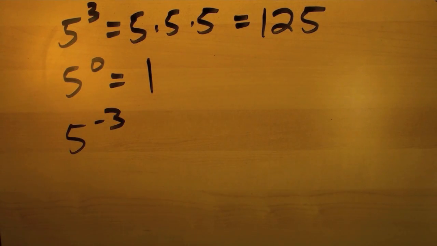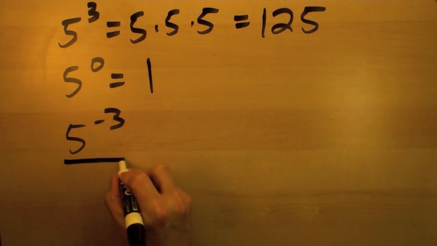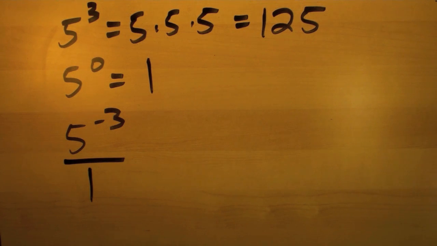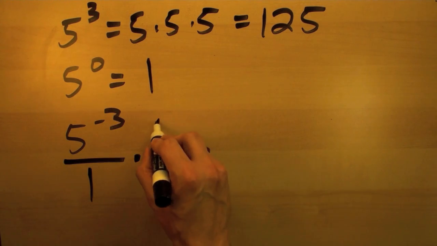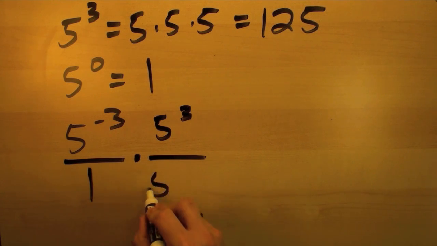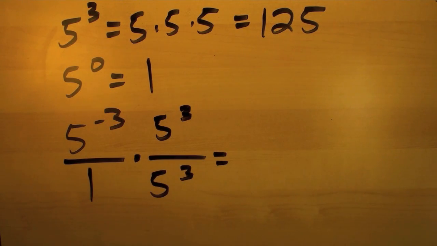What would it mean to multiply a number negative 3 times? We're not really sure. So let's look at this from an algebra standpoint. If this is 5 to the negative 3 over 1, and we decide to multiply this fraction on the top and bottom by 5 cubed, then look what we get.